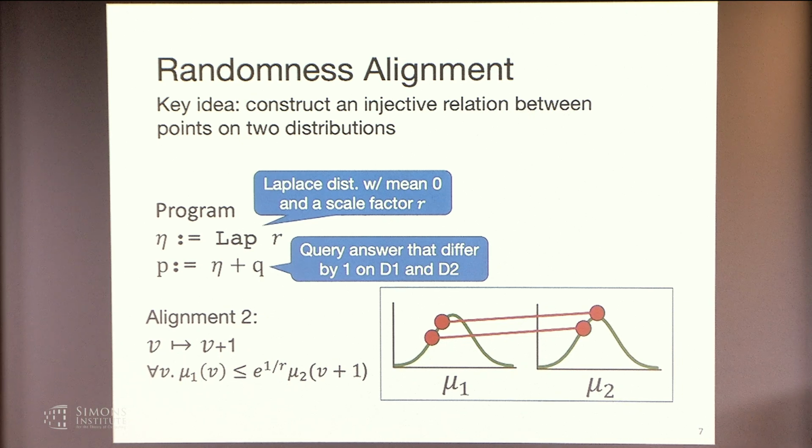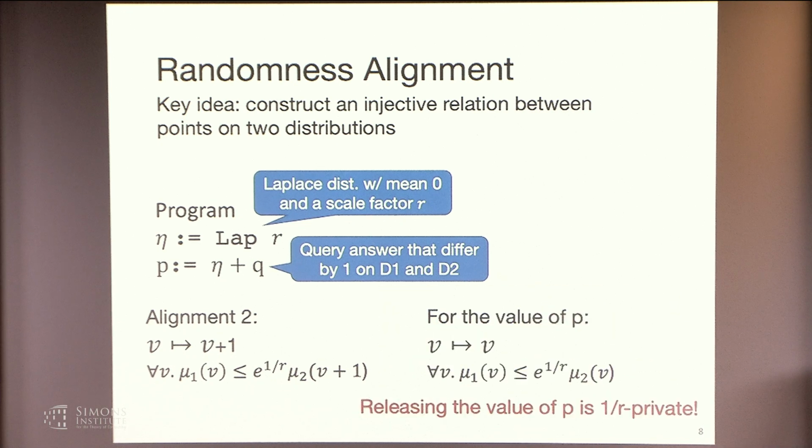If you do the alignment in this way, what we can show is that for the probability of seeing v, the ratio or the privacy cost is bounded by 1 over r because of the property of Laplace noise. And because we have a difference of 1 for the error and a difference of q by 1 in the other direction, we can show that the value of p will be identical. So the injective function on the value of p will be an identity function. Because of that and because of the relation here, we can prove that if I release the value of p, it's 1 over r differentially private. So this gives you some idea of how the key proof system in the language works.